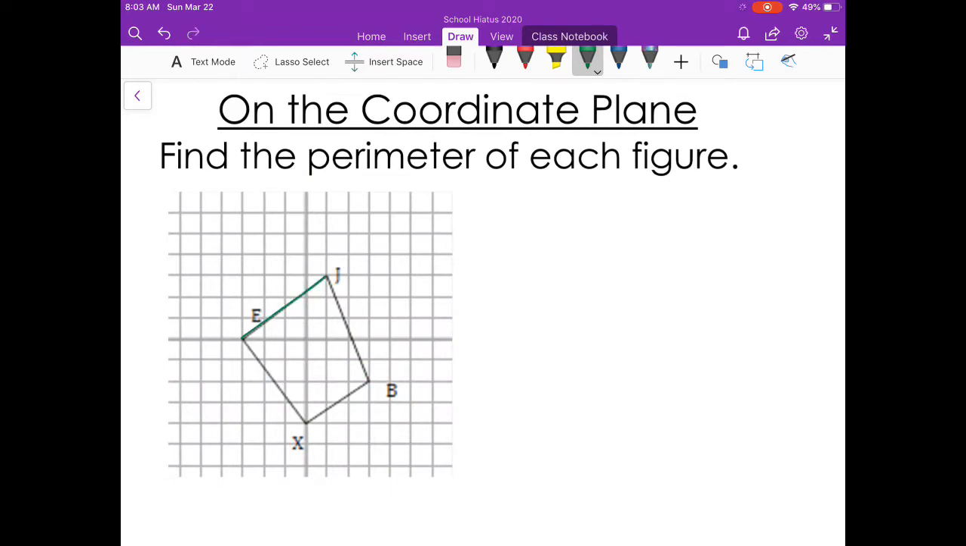Finding the perimeter of the next figure will be a bit more challenging because none of the sides follow the grid lines. We'll use the Pythagorean theorem to calculate the length of all four sides, and then we'll add those lengths together. Use the grid lines to create a right triangle for segment EJ, substituting the lengths of the legs into the Pythagorean theorem to find the length of segment EJ.